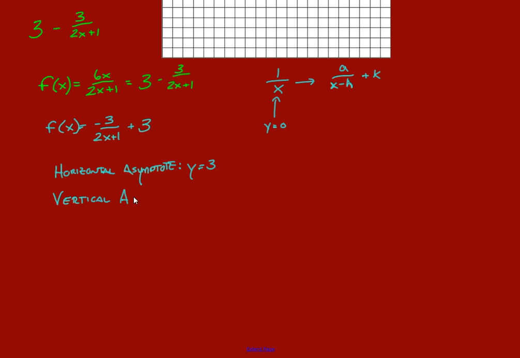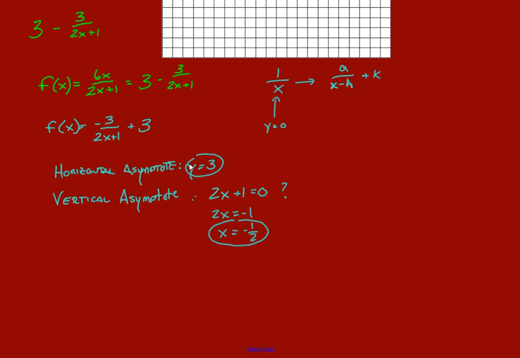Okay, the vertical asymptote, remember, occurs when your denominator is 0. Whatever makes your denominator 0. So like here, we would move it right h, because that's what would make this 0. So I need to figure out what makes 2x plus 1 equals 0. Well, you subtract 1, you get 2x equals negative 1. Divide by 2, x equals negative 1/2. And there is your vertical asymptote.